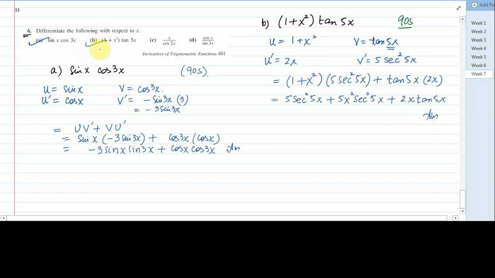After that, we need to start with the third part, and that is part D. It's cos x divided by sine 3x. Alright, so we need to solve it in terms of u and v, using the quotient rule. So first give it a try. The time for this part is 90 seconds, so start.